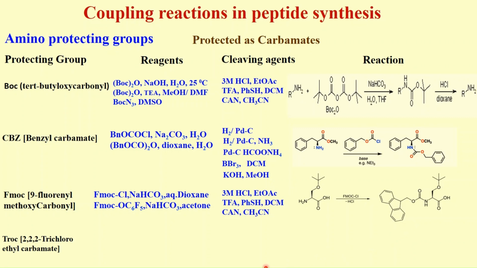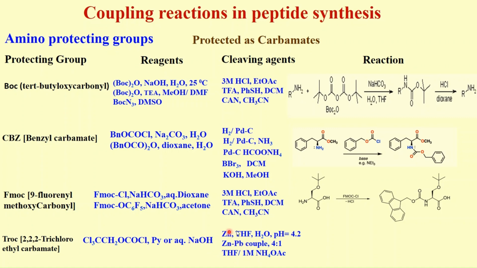Another protection we use is TROC. It is protected by using the 2,2,2-trichloroethyl carbamate, which can be achieved by treating 2,2,2-trichloroethyloxycarbonyl chloride in the presence of a base, and which can be cleaved by using zinc or zinc lead couple, or by using ammonium acetate. Trichloroethyloxycarbonyl chloride reacts with the free amino group, which attacks the carbonyl carbon, chlorine gets kicked off, the base neutralizes the HCl formed, and I'll get TROC protected amino.